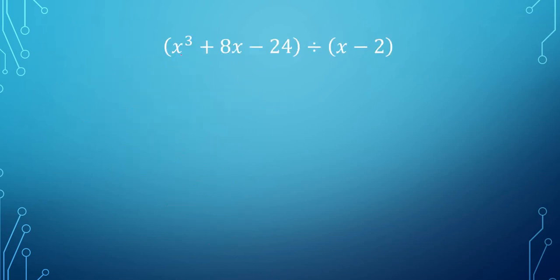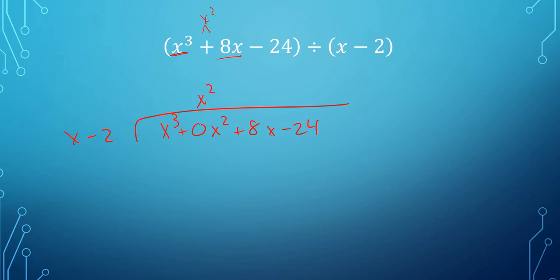I want to do one that has a missing piece. So look here, we've got x cubed, and then we jump to x. We're missing an x squared term. So when I write this, I want to put a placeholder in there for my x squared spot. All right, what do I have to multiply x by to get x cubed? That would be x squared. X squared times all of this. X cubed minus 2x squared, subtract. These will cancel. Minus a negative is a positive.